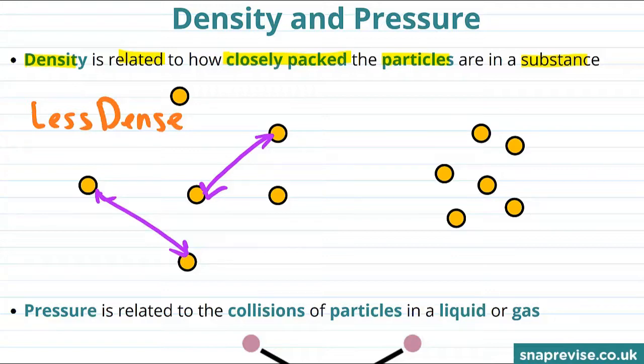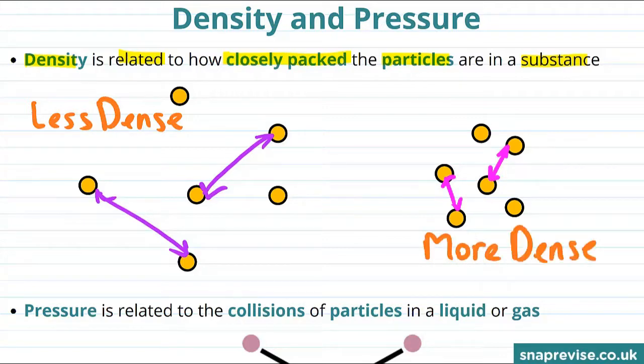On the other hand, the substance on the right-hand side has particles which are much closer together. So we say that the substance on the right-hand side is more dense. In other words, its particles are more packed together.